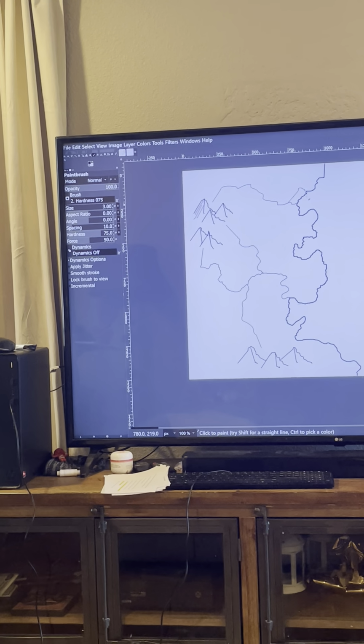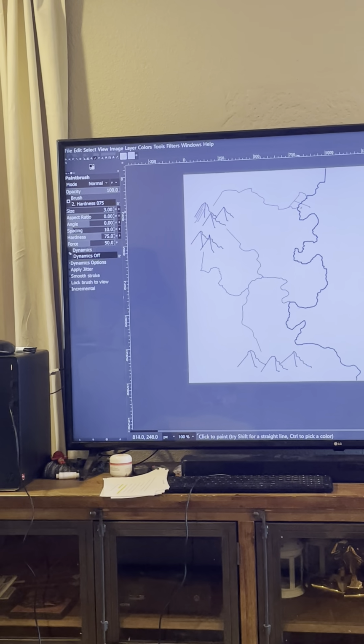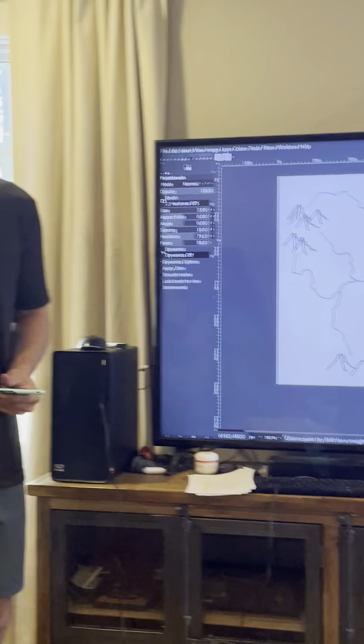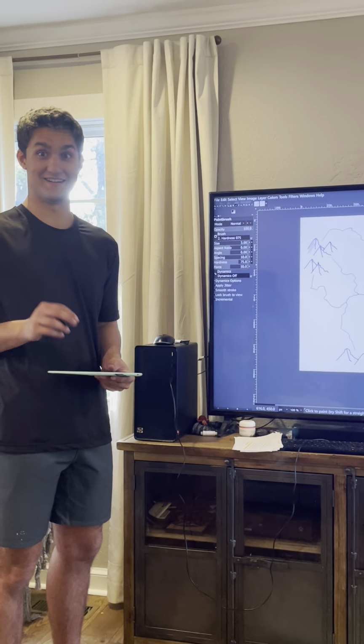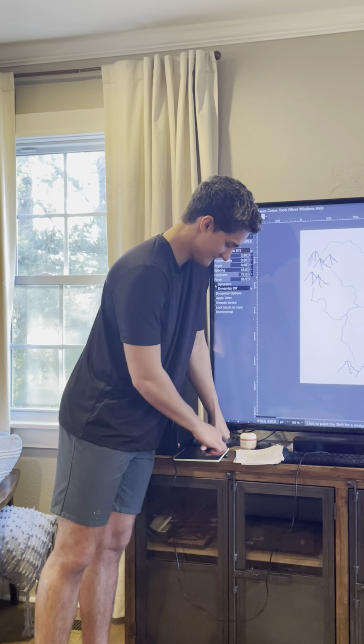Something like the Nile has a lot of splits in its river. Are you zooming in and out? Wow.